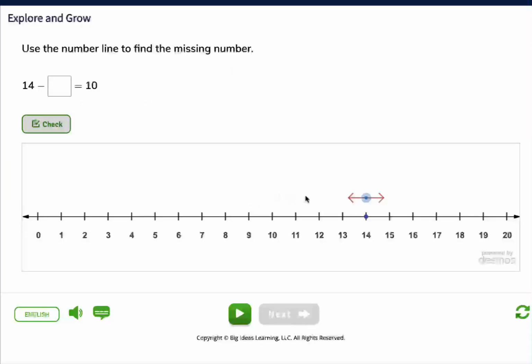And to do this, we can move this cursor here back. So we can count back till 10. Let's count. Before 14, 13, 12, 11, 10. So now, how many steps? 1, 2, 3, 4. Okay, now let's go back to the book and write the answer.